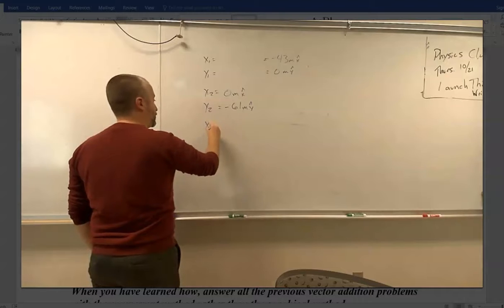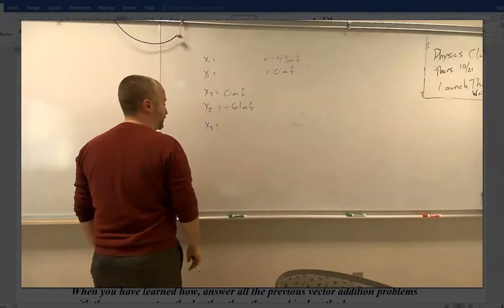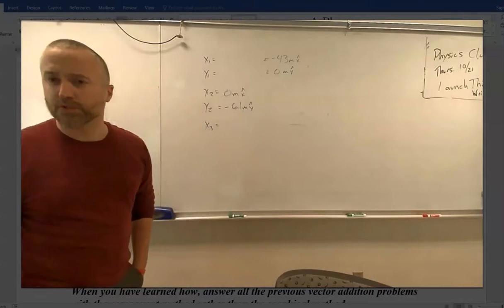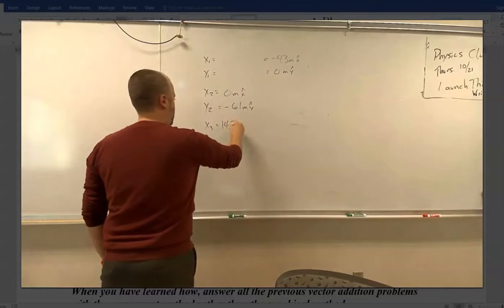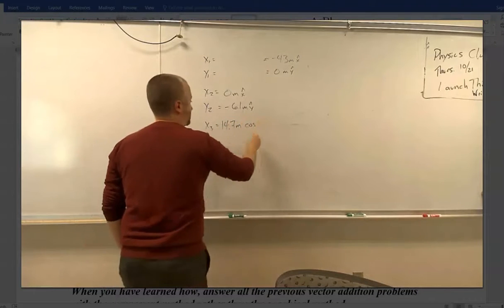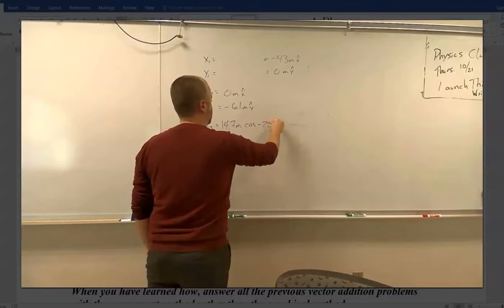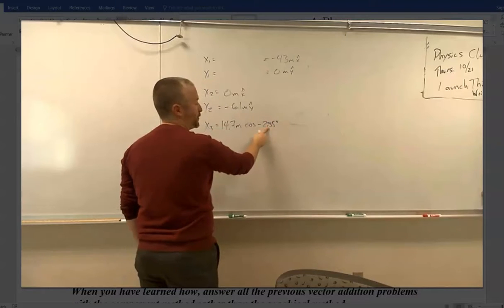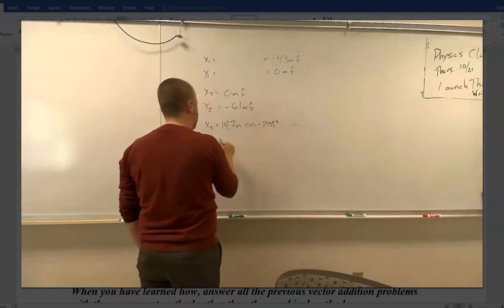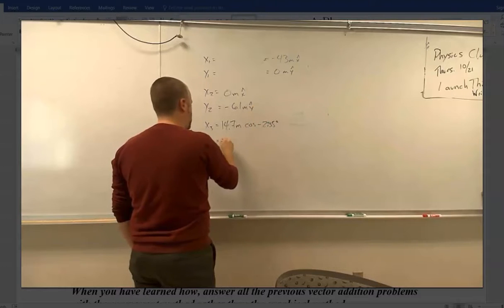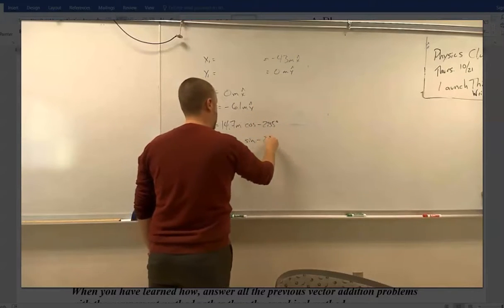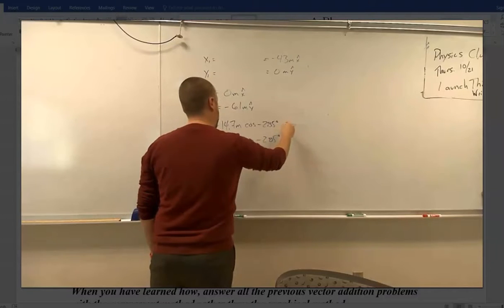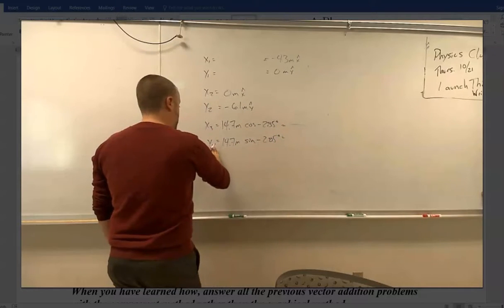They're relatively straightforward. The third one is simply going to be, what is the third vector? 14.7 meters cosine of negative 285. If you wanted to switch that to 75, you could have. And then y3 is 14.7 meters sine of negative 285. Oh, sorry, not 2, 3.